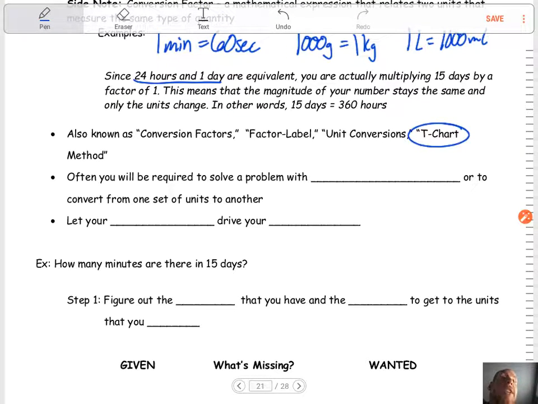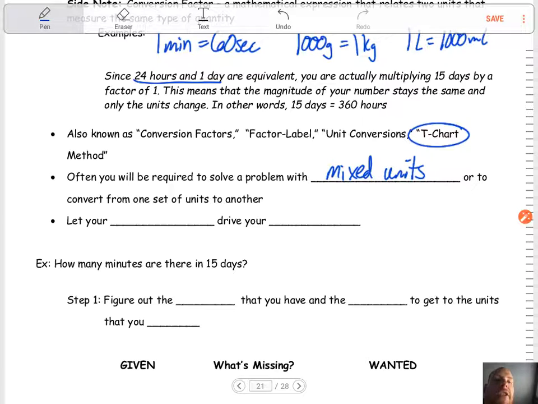You're going to hear me call it a T-chart a lot, where we're going to actually make a chart that looks like a bunch of T's. You'll often be required to solve a problem that has mixed units, or to convert from one set of units to another.